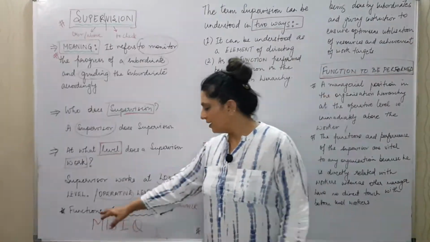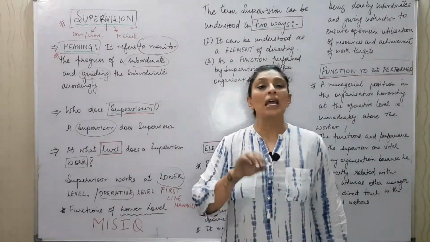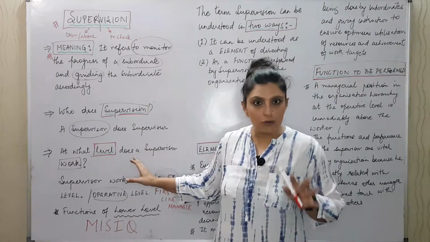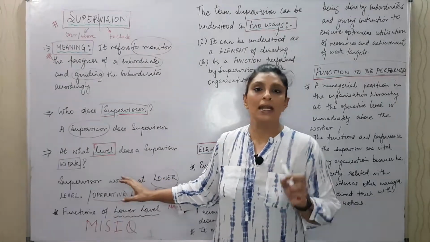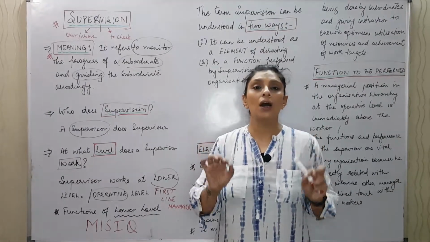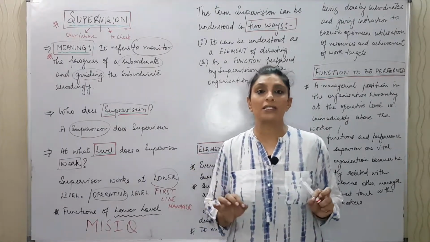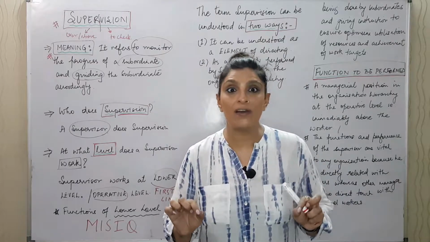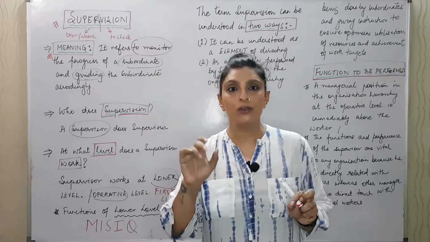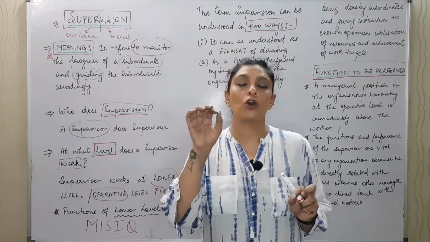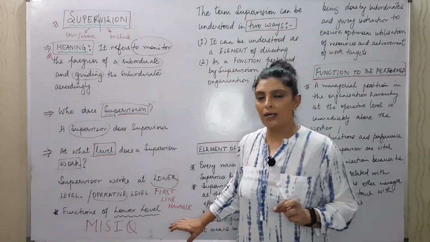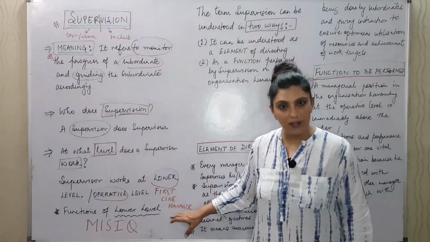When we talk about the functions of supervisor, the importance of supervision and functions of supervisor were earlier given in the book, but now they are deleted. We have to refer to the lower level, operative level functions from chapter 1. When you talk about the hierarchy of management, top, middle and lower level, those lower level functions you have to learn for the functions of a supervisor.